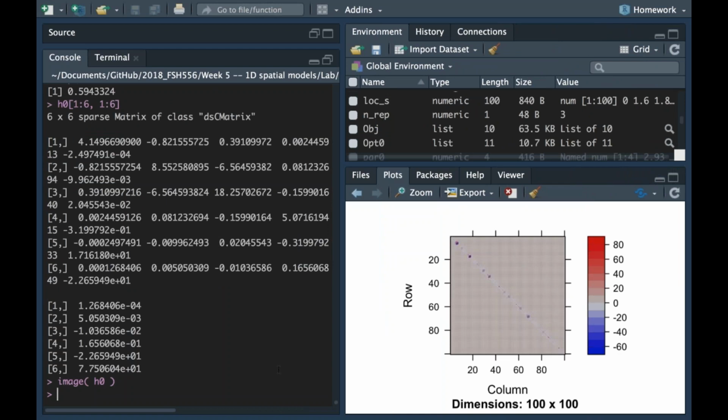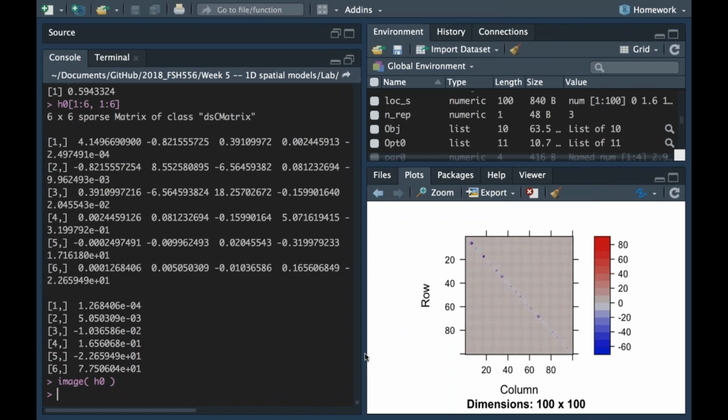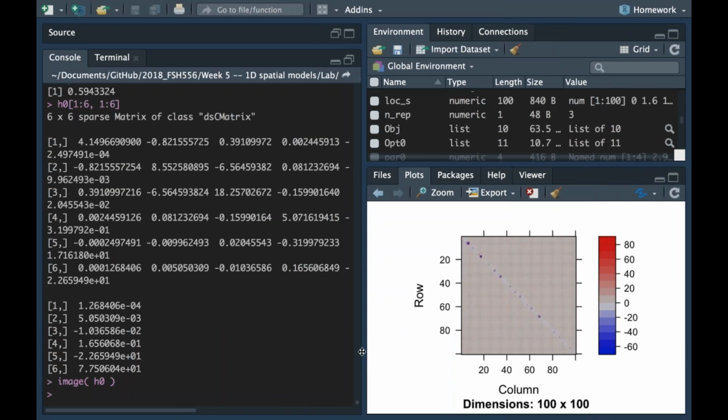So I wanted to do this as an exercise, in part in response to your question, Elizabeth, from last class about when would a model stop being sparse? One way to do that is to have a different correlation function that's not by nature sparse.